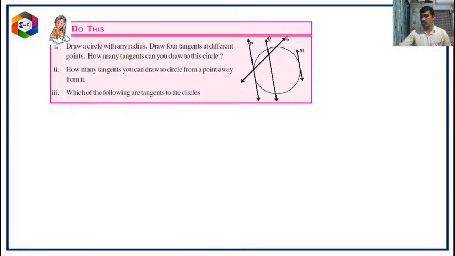It is given based on the simple idea. Observe here. Draw a circle with any radius. Draw 4 tangents at different points. How many tangents can you draw to this circle?